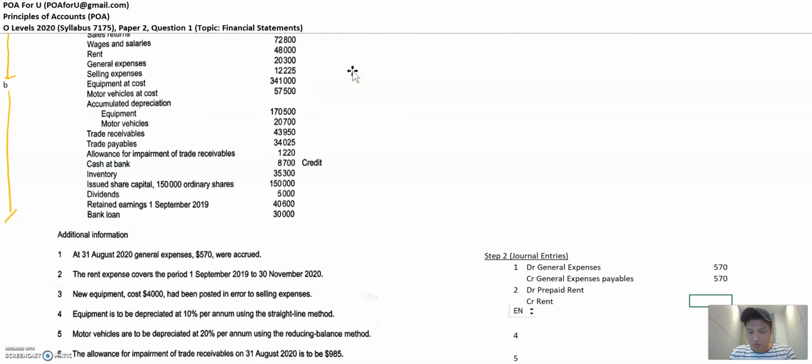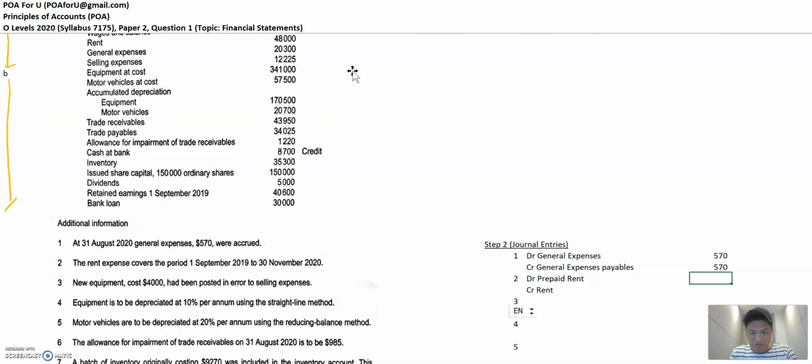Now, what is the value for these journals? You know that you prepaid 3 months, so you paid a total of 15 months over this period, and then you multiply by 48,000, right? So this is the prepaid amount.